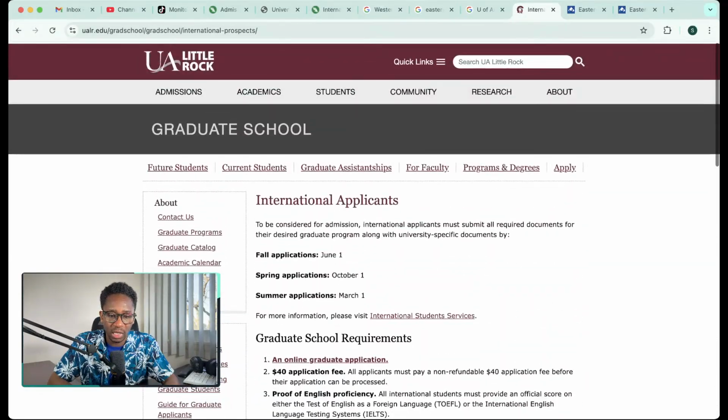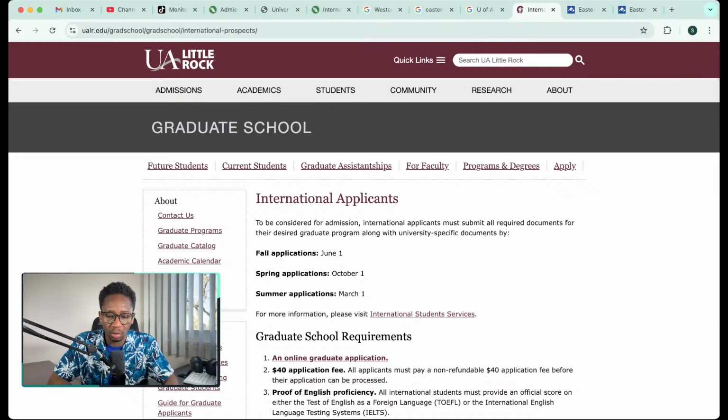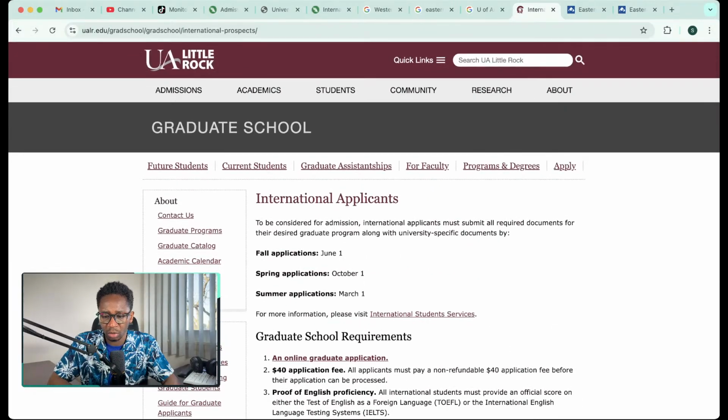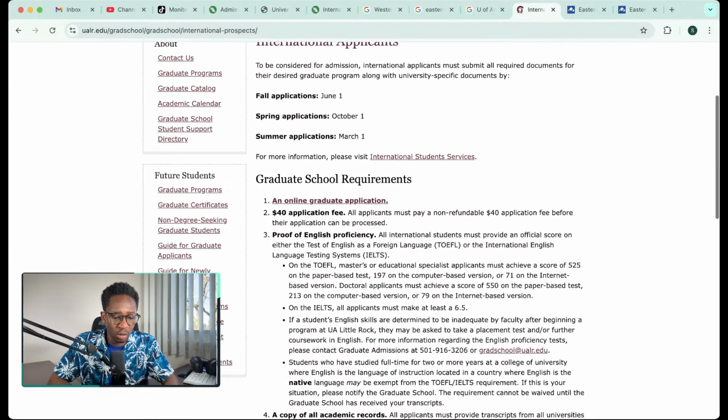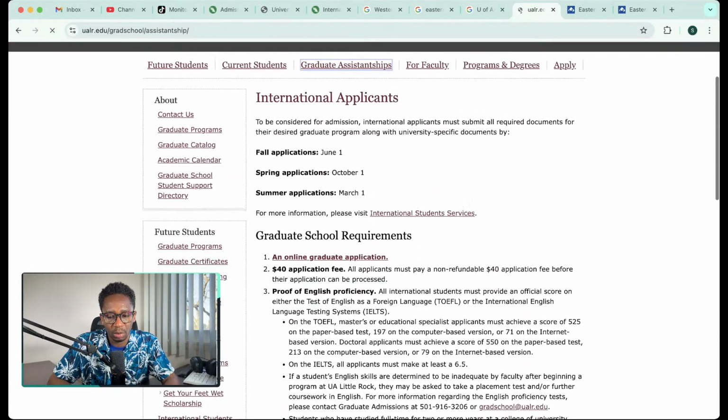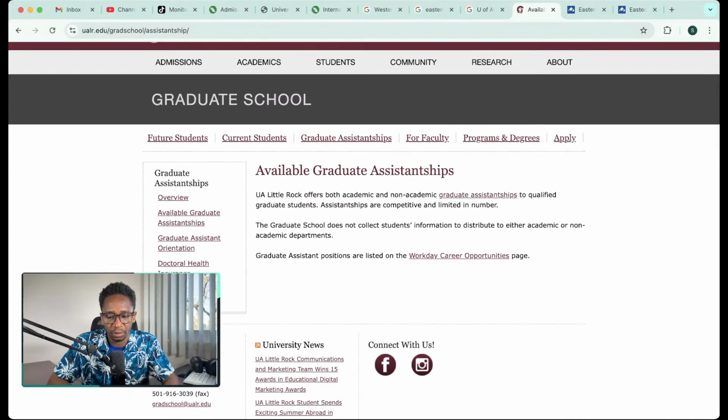Now, University of Arkansas, I don't know if you guys know my friend John, this is where he came to, and he was funded and all of that. So they have assistantships. But okay, let me click assistantships and see the requirements for assistantships.